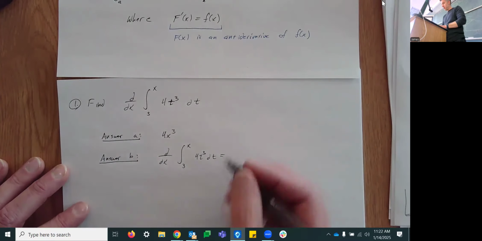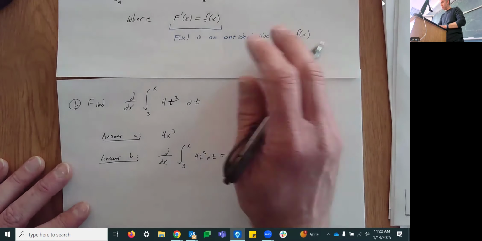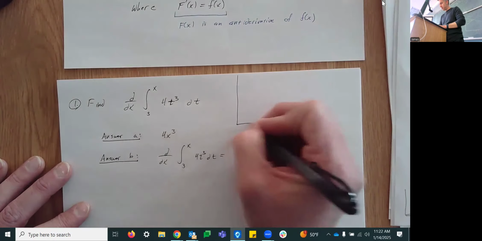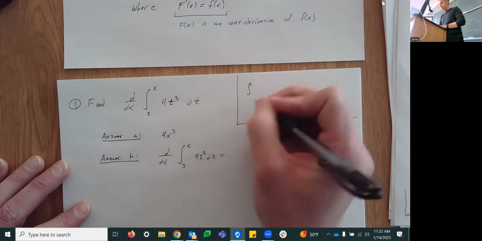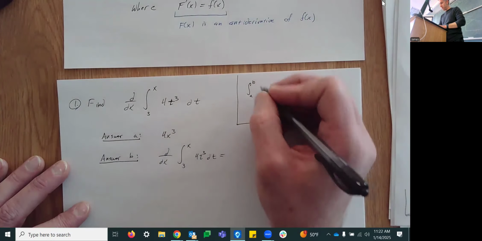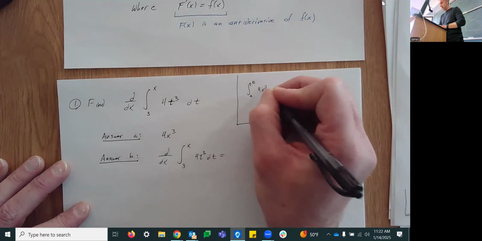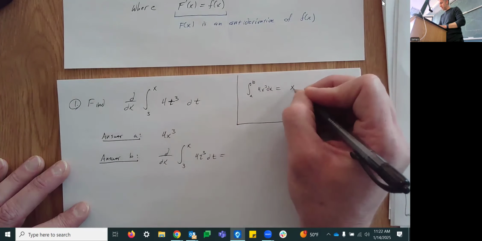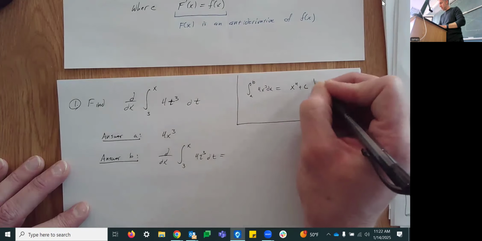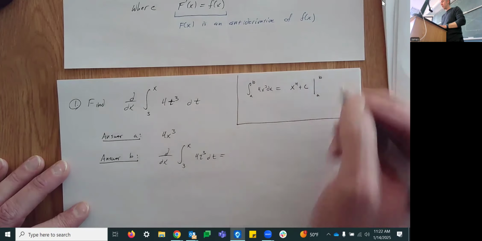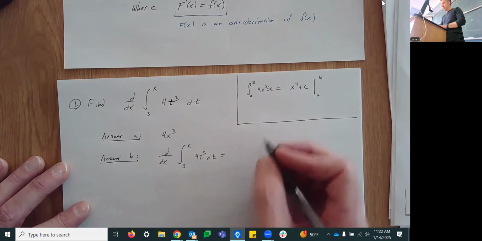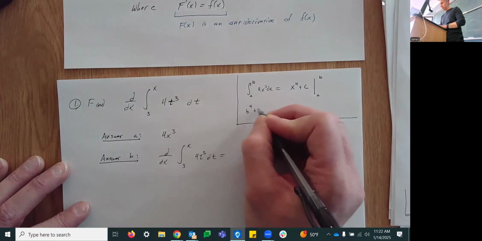Think about it this way up here. If I have the integral from a to b of 4x cubed dx, and I got, say, x to the fourth plus c evaluated from a to b, look what happens when I plug in b. I get b to the fourth plus c.